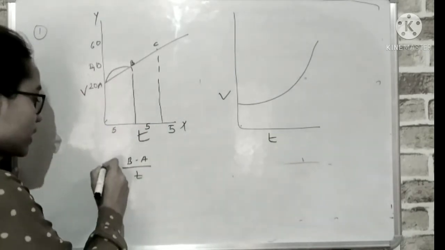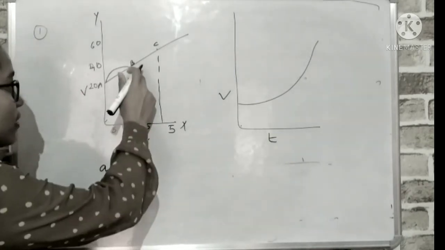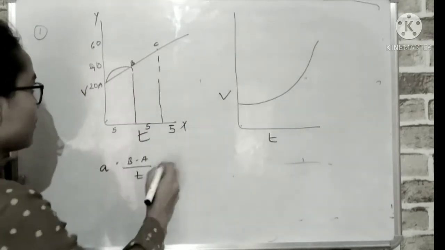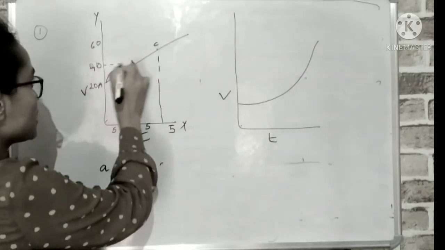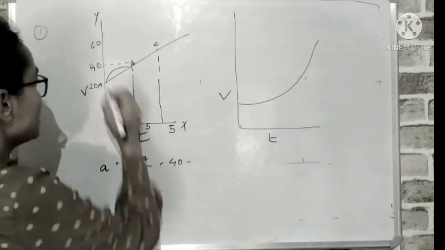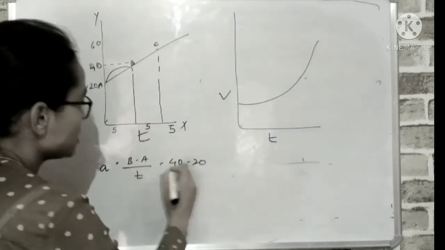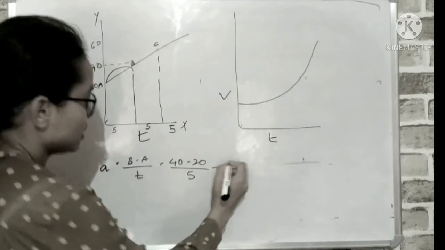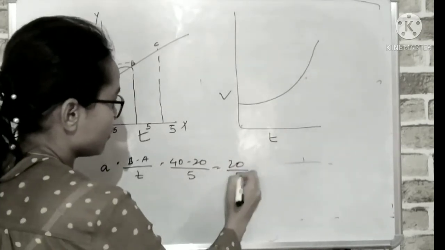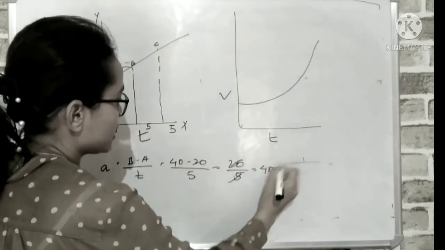Change in velocity is what? Acceleration, is not it? So the final position minus initial position by given time. Final position is how much? 40. Suppose here 40 minus 20. Time is 5 seconds. Equal to how much? 20 by 5, 4 meter second square.